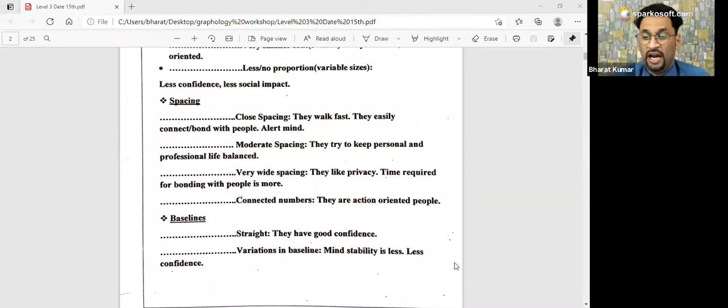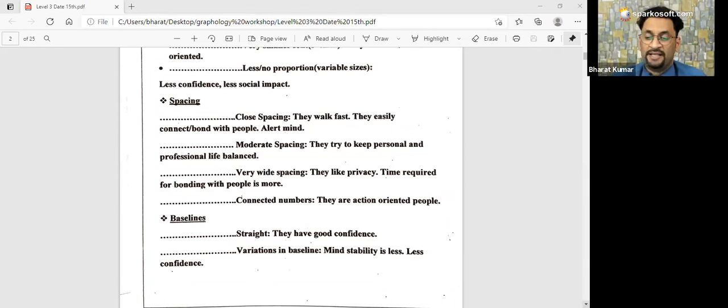Now, if all the alphabets or numbers are connected, like in the name Bharat, all alphabets are connected. In that case, they are action oriented and they don't want to miss any point. They want to keep continuity as well as connectivity in their work.